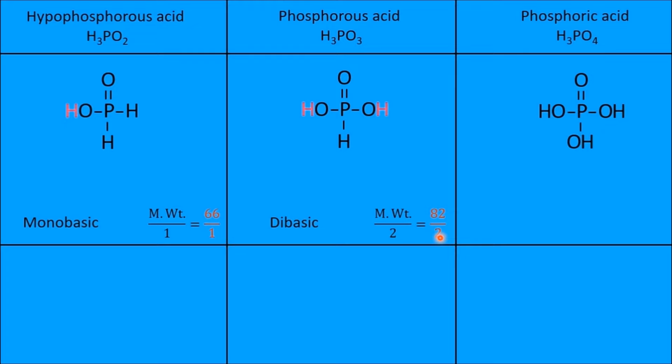Same fashion, imagine phosphoric acid, also called orthophosphoric acid. Three hydrogens are there, and all three are replaceable because all are joined to oxygens. So what is the basicity here? It is 3.